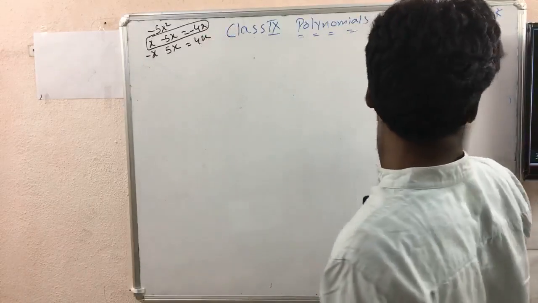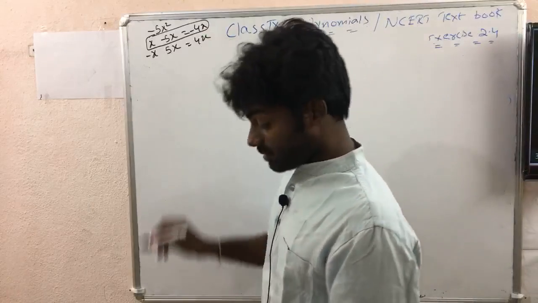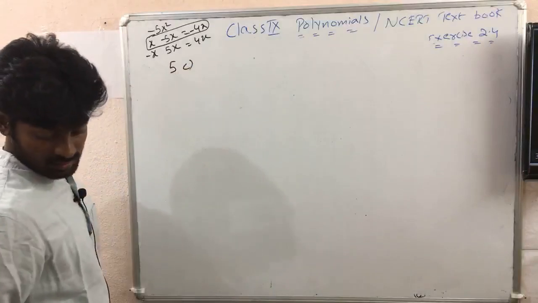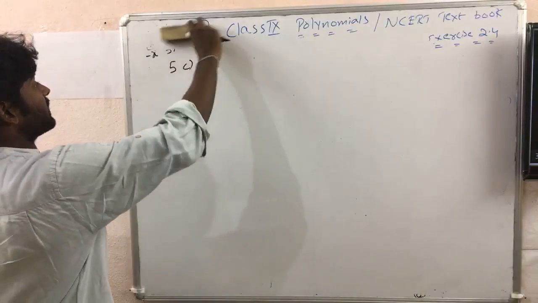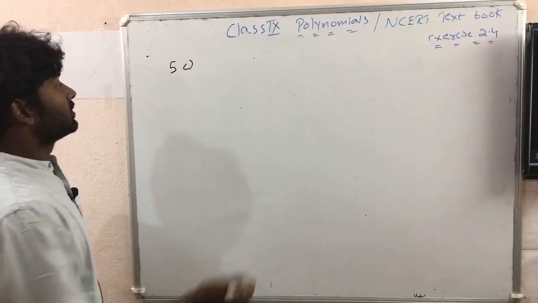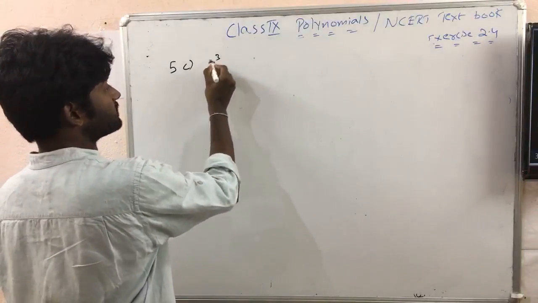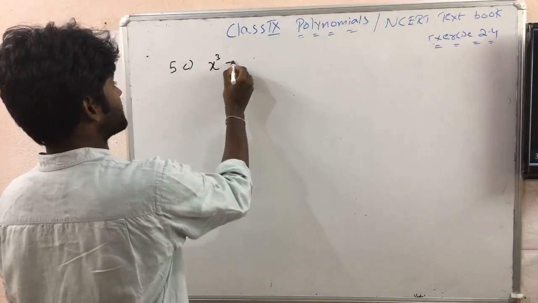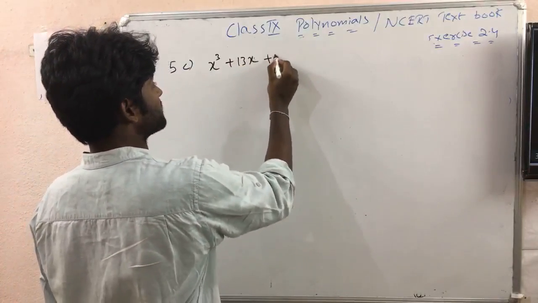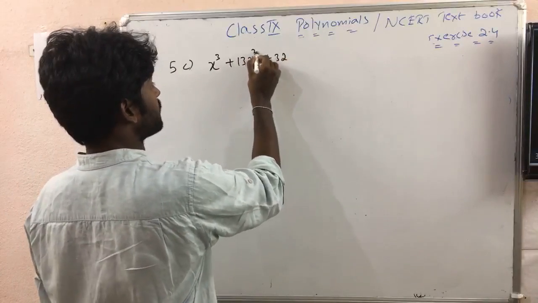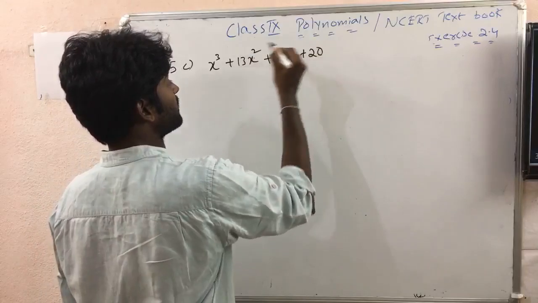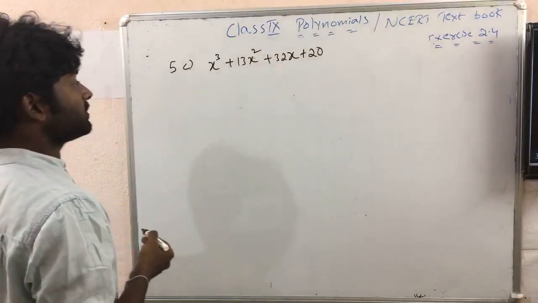Okay, we can move to the next question. Fifth main, third one, exercise 2.4. x cube plus 13x square plus 32x plus 20.